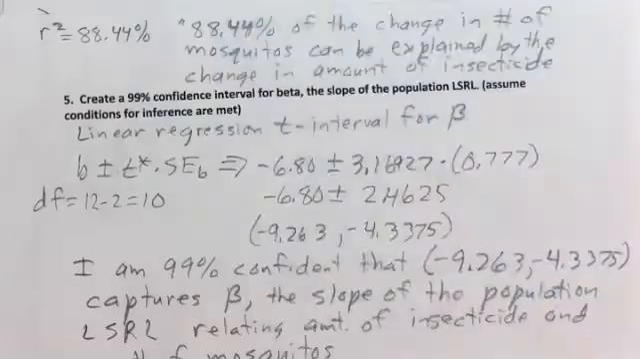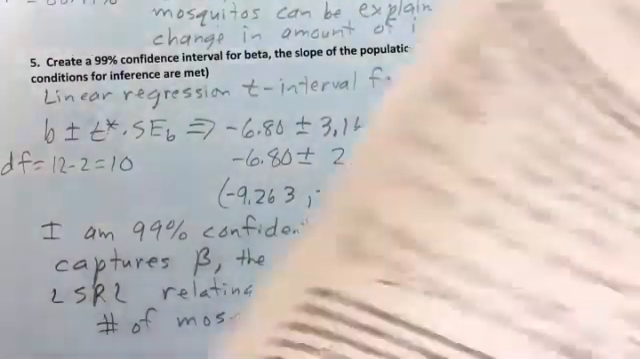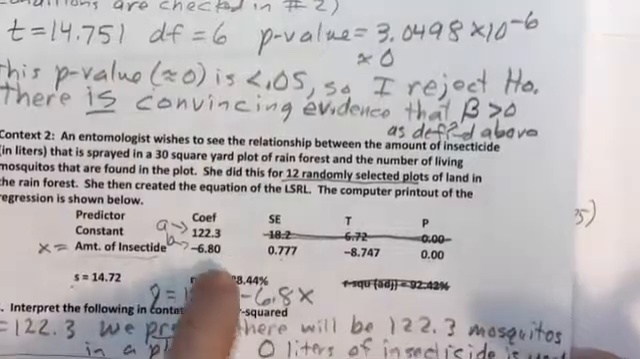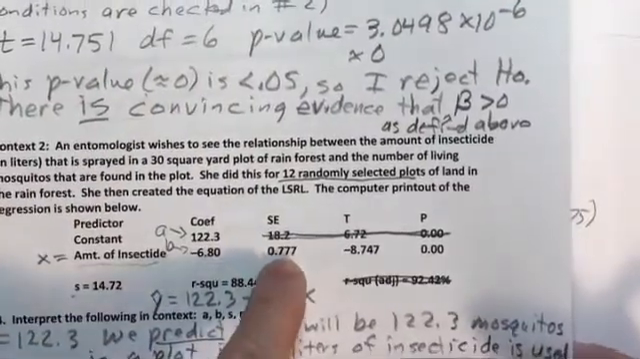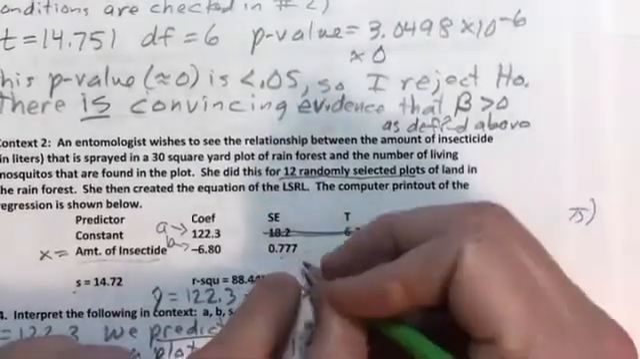Okay, so you get B off of the table, and then that number, like I said, the standard error will always be given to you. That is the standard error of the slope. That is SE sub B right there.